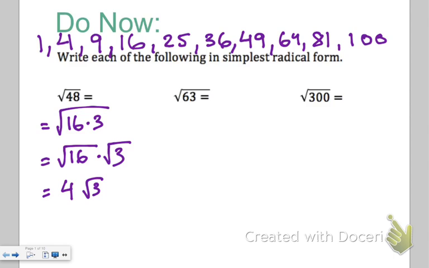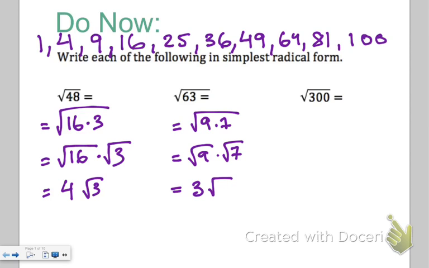So let's take a look at the next example, the square root of 63. So looking through our list of perfect square numbers, find a factor of 63, the largest factor that you can find. Right, so we would use 9 times 7. So now we have the square root of 9 times the square root of 7. The square root of 9 is 3, and 7 is a prime number. We can't break it down anymore. So the square root of 63 in simplest radical form is 3 radical 7.